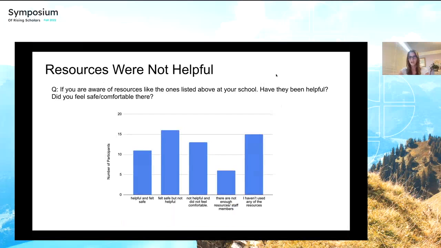So getting into the data, participants reported that they felt the resources provided at their schools were not helpful. And this came from both surveys and interviews, where participants were asked the following question: if you are aware of resources like the ones listed above at your school, how have they been helpful, and did you feel safe and comfortable there? As can be seen in this graph, while about 11 or 12 participants reported that they felt safe and helpful, the other 60 reported that they didn't feel safe and or comfortable, or they just hadn't used the resources at all.